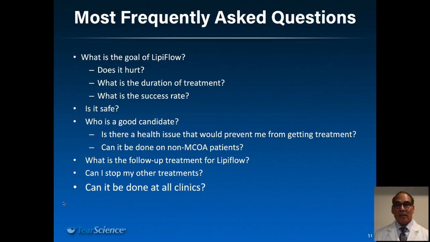Can I stop other treatments after doing LipiFlow? No. Again, we still need to control the inflammation, so you'll still be on the Restasis or Xiidra or some other type of anti-inflammatory drop.